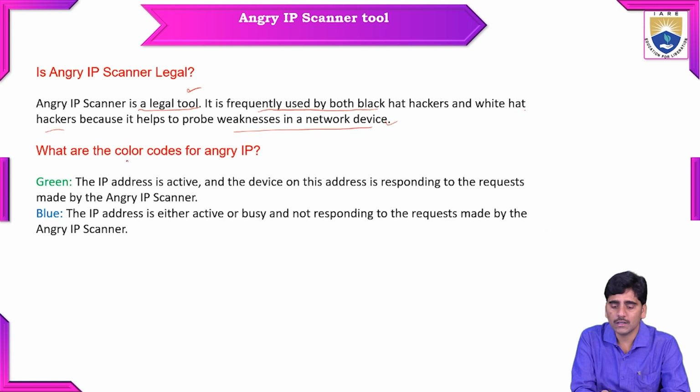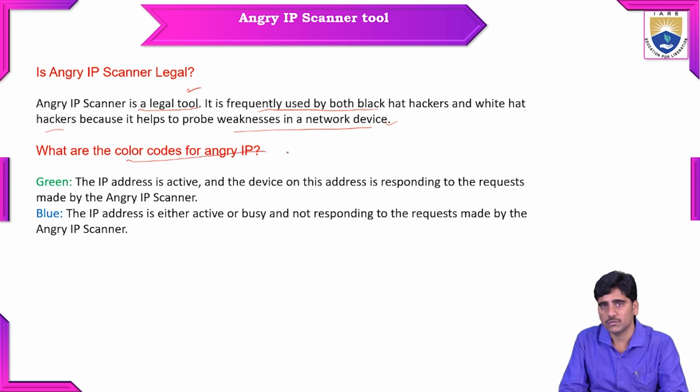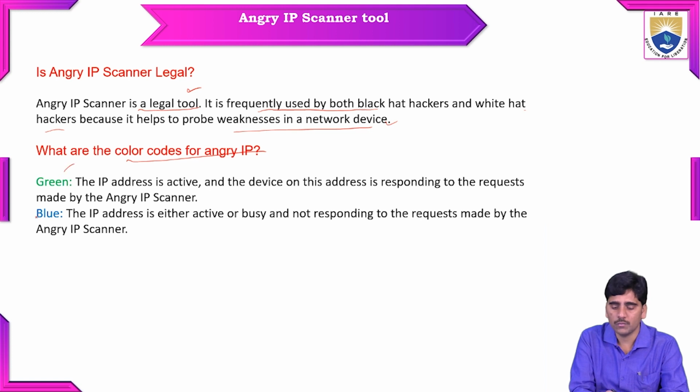And what are the color codes for Angry IP Scanner? When you are using Angry IP Scanner, all the IP addresses are shown in different colors. The main two colors are green and blue. So what are the color codes? We can say green and blue.